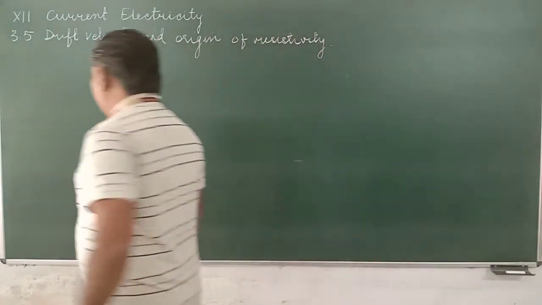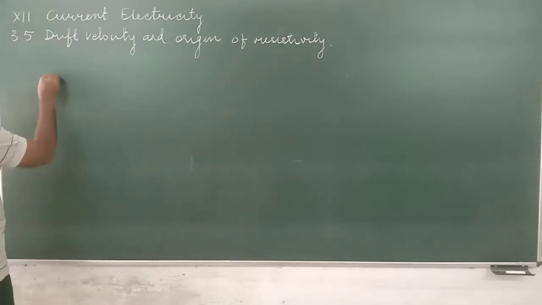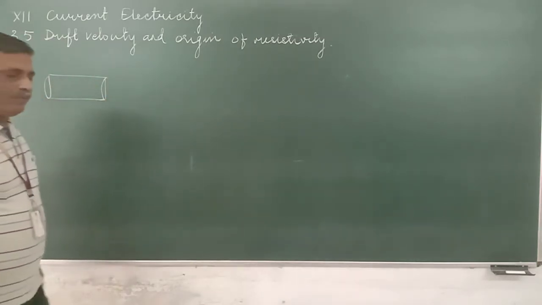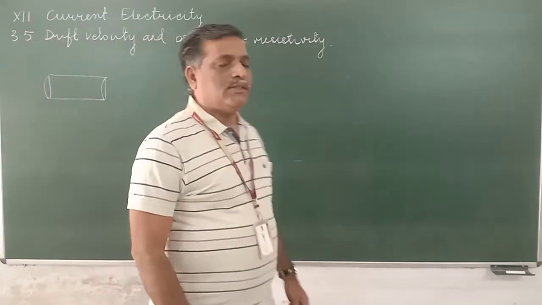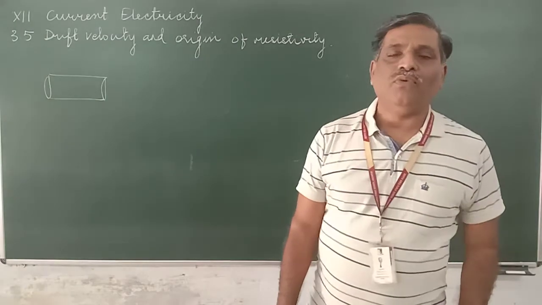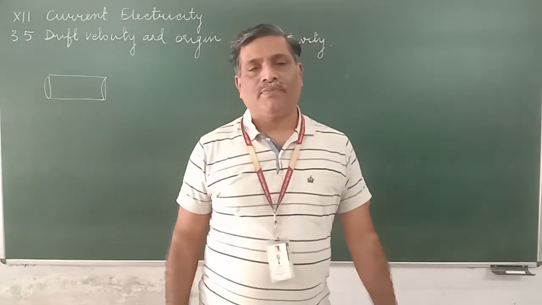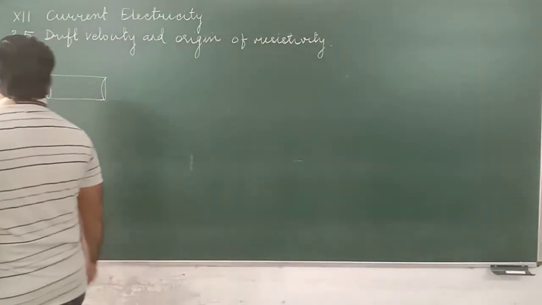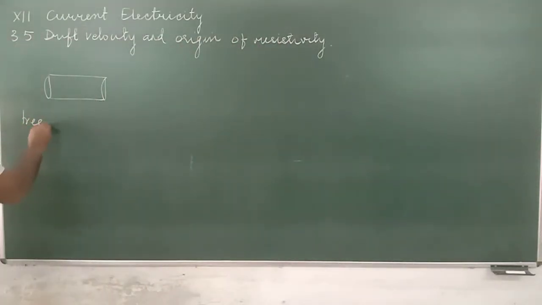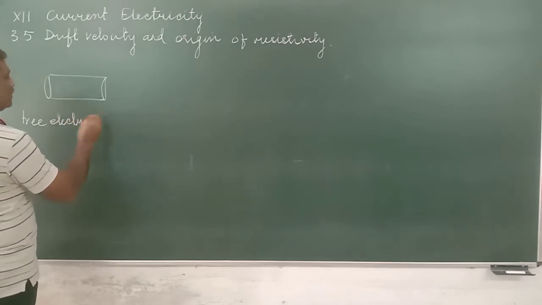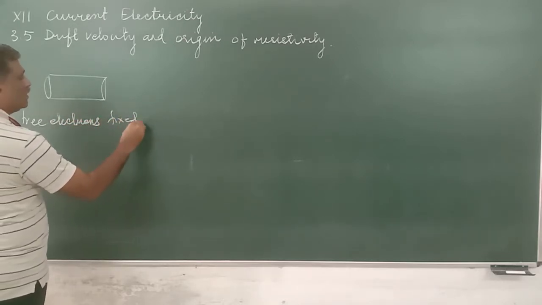Now, one conductor we consider. Inside this conductor, you all know, there are positive ions and free electrons. Free electrons can move within the conductor itself. So these free electrons collide with the fixed ions there.